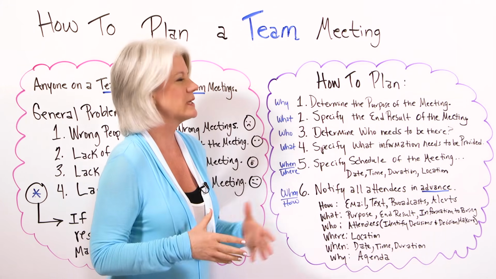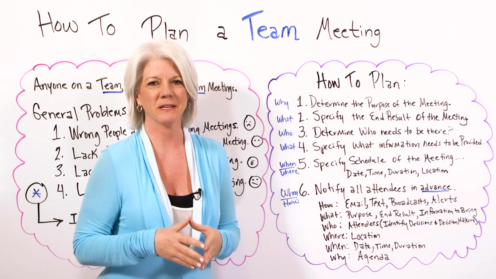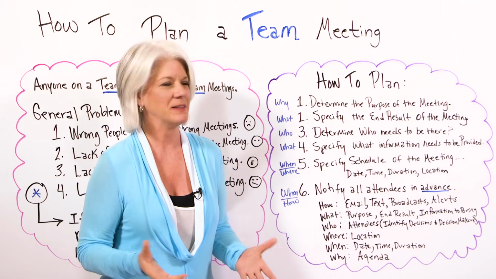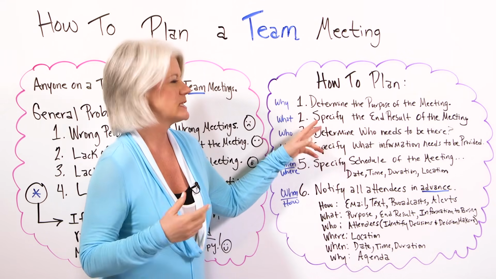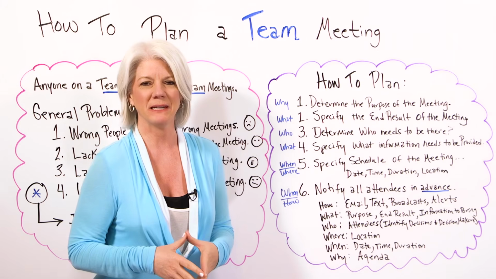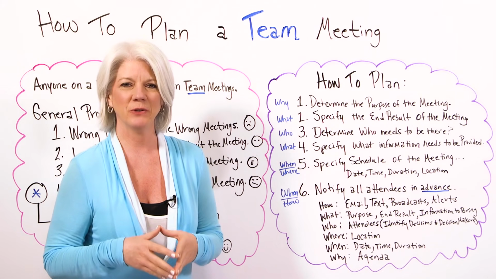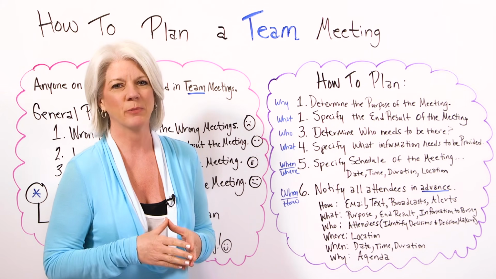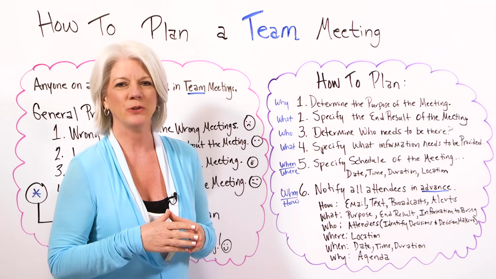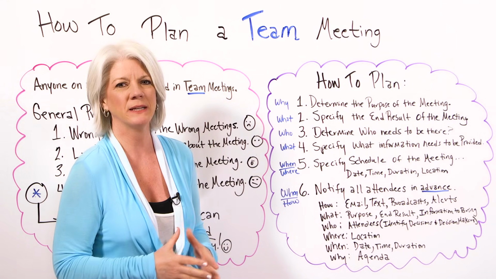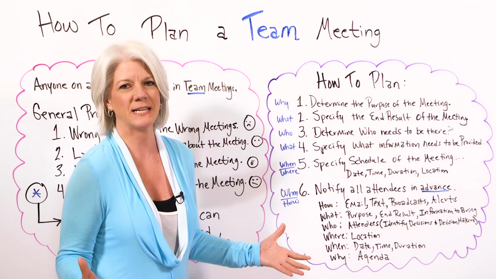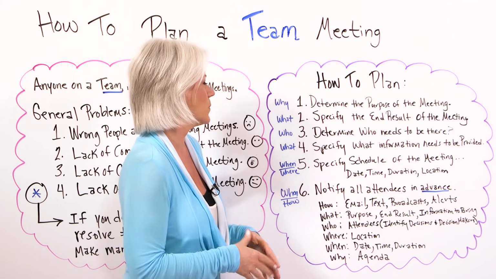Number 1, we want to determine what is the purpose of the meeting. Why are you even having the meeting? Number 2, specify the end result of the meeting. What do you hope to gain when you leave the meeting? Do you want an important decision to be made? Do you want information to be distributed? Do you want people to have a better understanding? So what is it that you want?